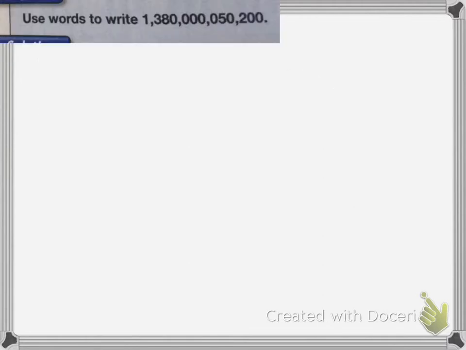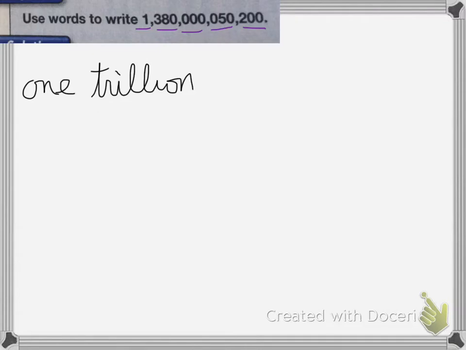Okay, this next one is writing a number into words. So here I have this big long number, and I have to figure out what it is. I'm going to start on the left and figure out what place value I have. So let's count the place values. I have units, thousands, millions, billions, and then trillions. So I have 1 trillion. I know that, so I'm going to write 1 trillion. Okay, so that takes care of that 1.